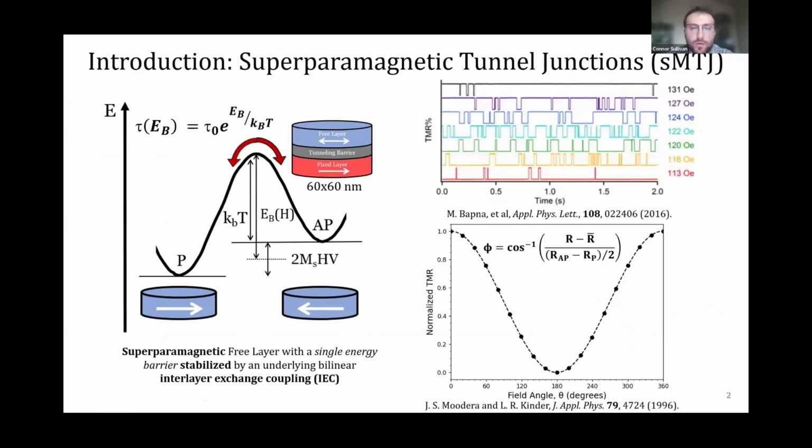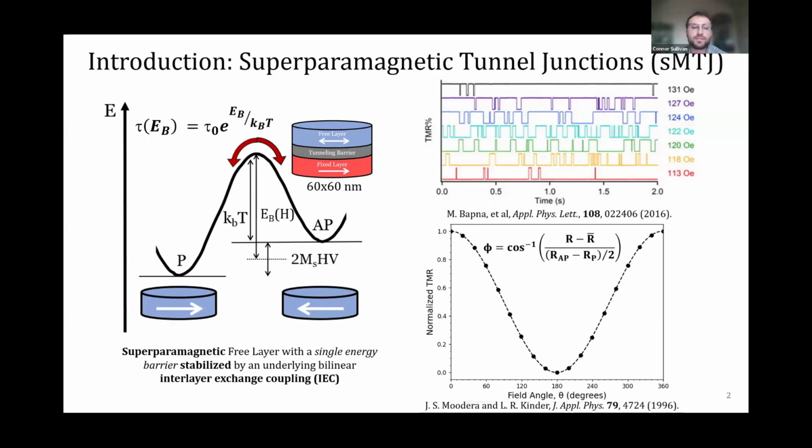So first, our basic bit is a superparamagnetic tunnel junction. For those of you that aren't familiar with what a magnetic tunnel junction is, it is two ferromagnetic layers separated by a tunnel barrier. In our case, we're using in-plane MTJs. When you're parallel to the fixed layer, it's a low tunnel magnetoresistance. Anti-parallel leads to a high tunnel magnetoresistance recording.